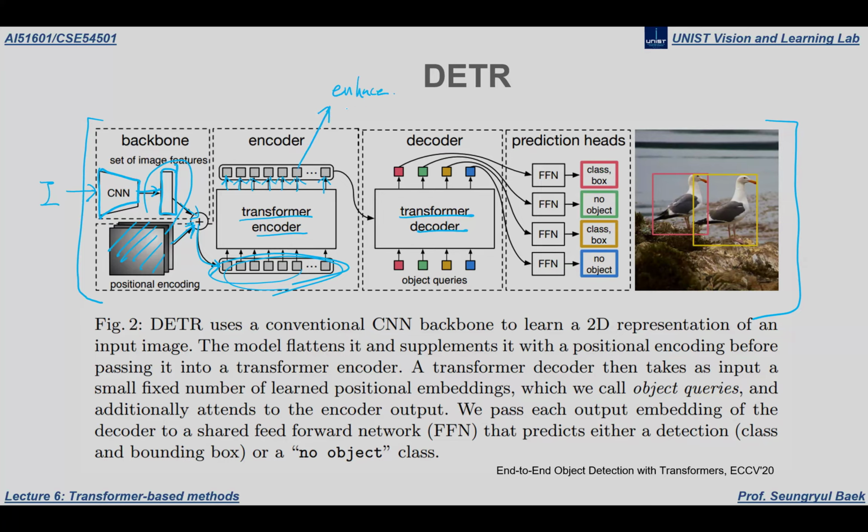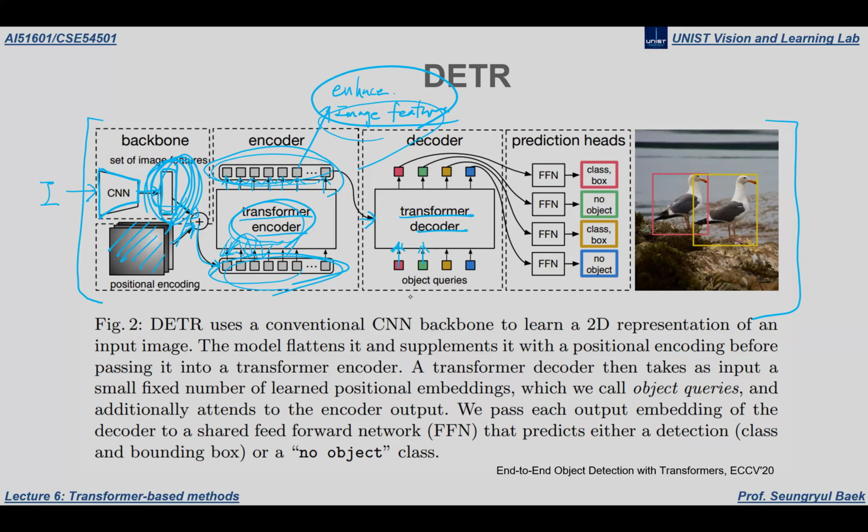Then by applying the self-attention mechanism, similar to the original transformer, they enhance the image features. The role of the encoder in DETR is that, starting from the original image features, by densely considering each other's responses, the transformer encoder enhances the two-dimensional image features. So here we can obtain the enhanced image features. And then the cross attention is applied here.